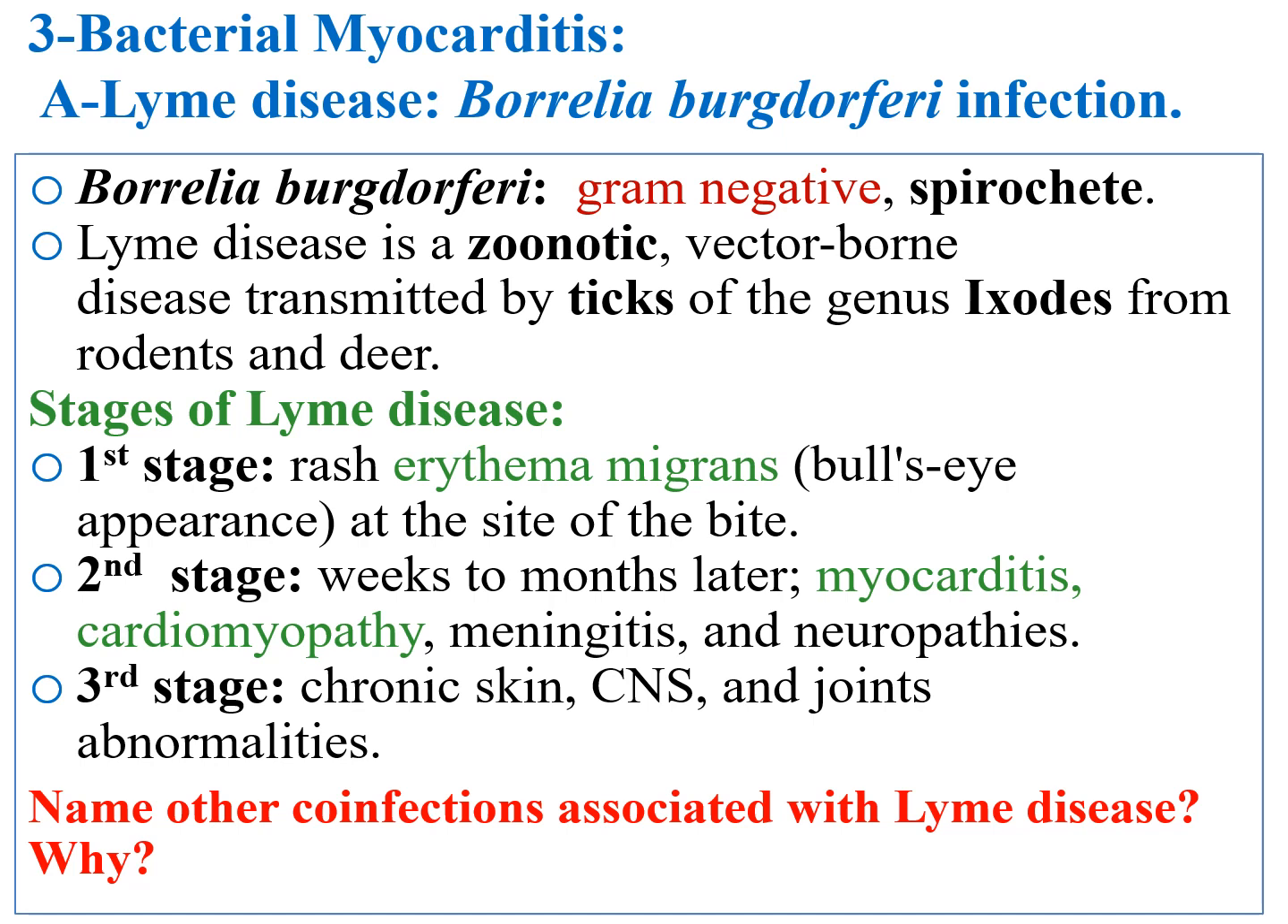If the patient didn't receive treatment, he's going to go into the second stage when Borrelia hematogenously spread to other body parts, including the myocardium, causing myocarditis and cardiomyopathy, and can also cause meningitis and neuropathies. And if this stage also didn't get treatment, he's going to go to the chronic stage with chronic skin infection, central nervous system infection, joint abnormalities.